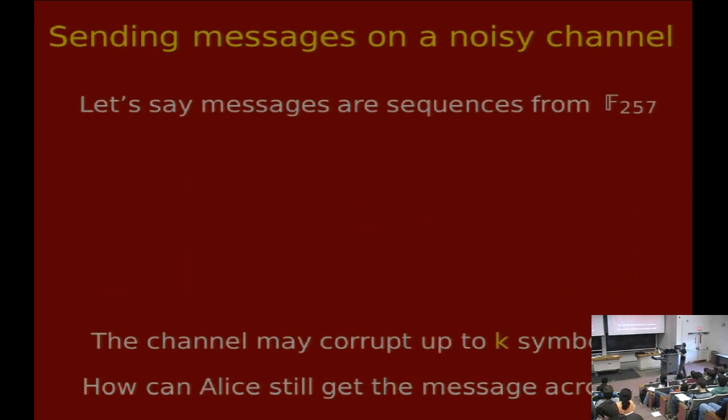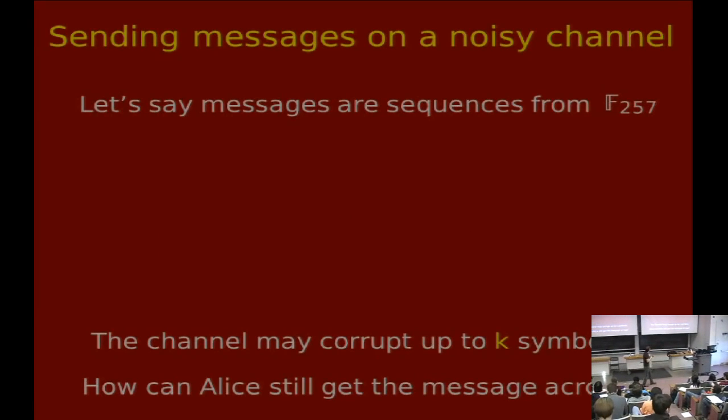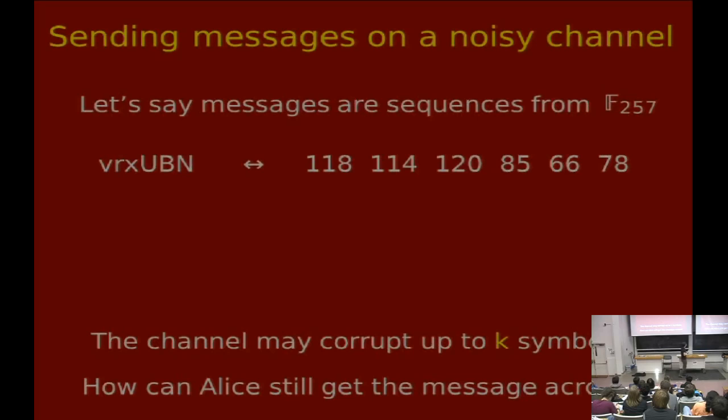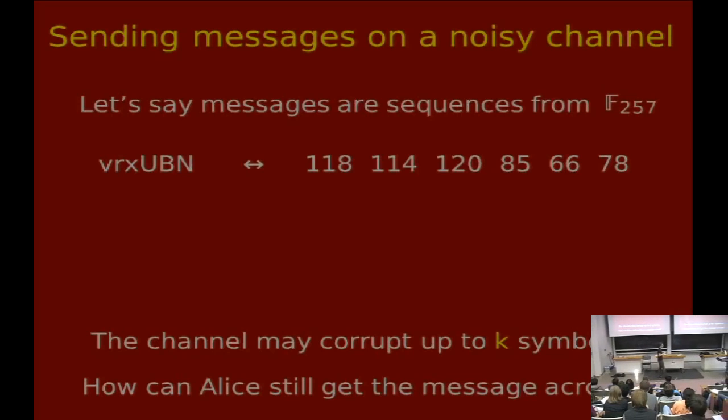Let's say our messages are ASCII strings. Now I'm going to think of them as field elements. This is the cool application of fields. We're going to think of messages as sequences of field elements from, I chose 257 because it's a prime and it's a little bit bigger than 256. So maybe Alice wants to send this message, and in ASCII it looks like this sequence of 6 field elements.